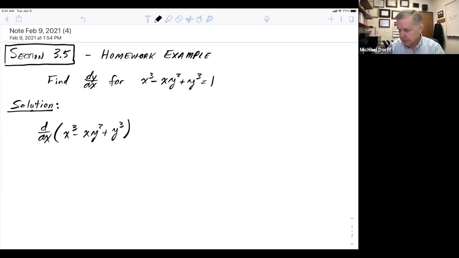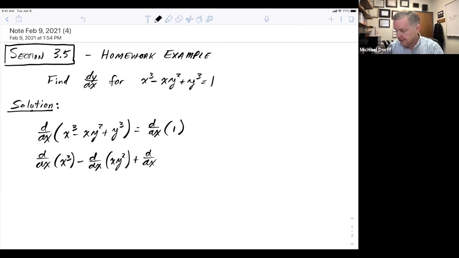So I have d dx of the quantity x cubed minus x times y squared plus y cubed equals d dx of the right side, which is 1. Then I'm going to do d dx of each term on the left side: d dx of x cubed minus d dx of x y squared plus d dx of y cubed, equals, and now when I take d dx of 1, that's a constant, and the derivative of a constant is 0.